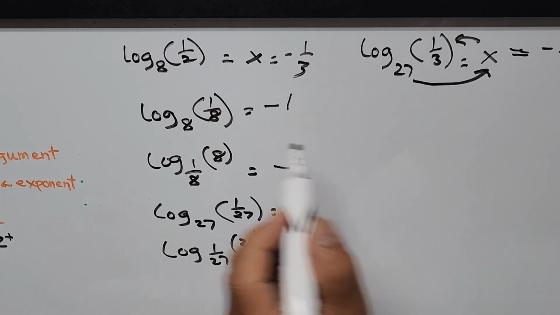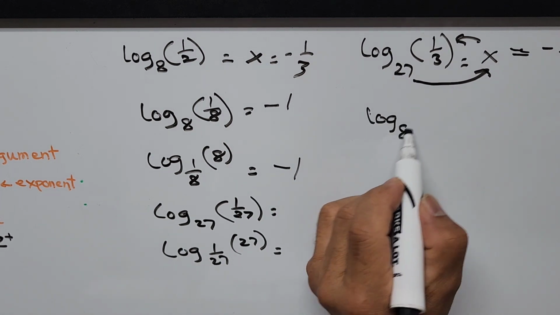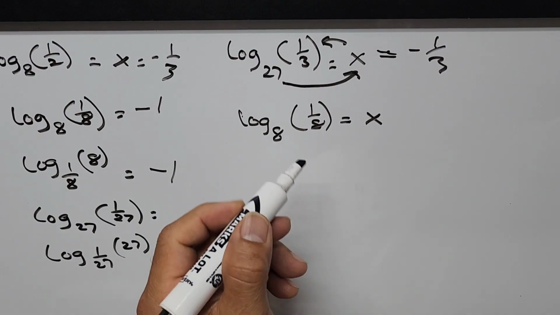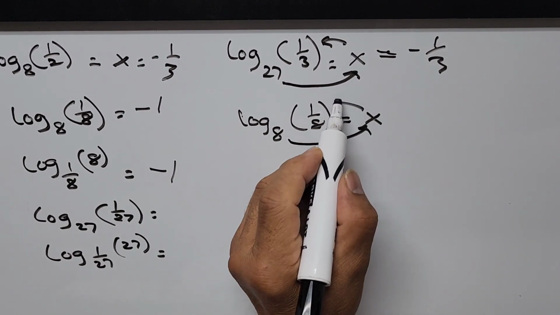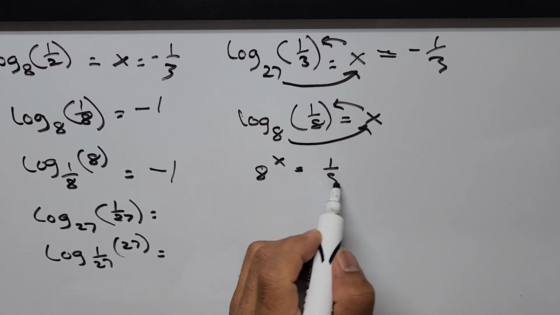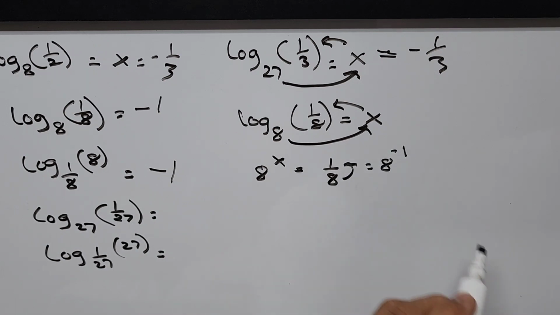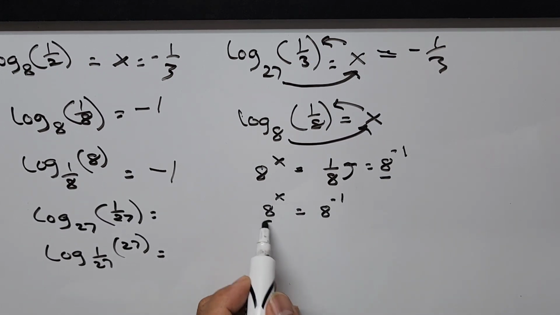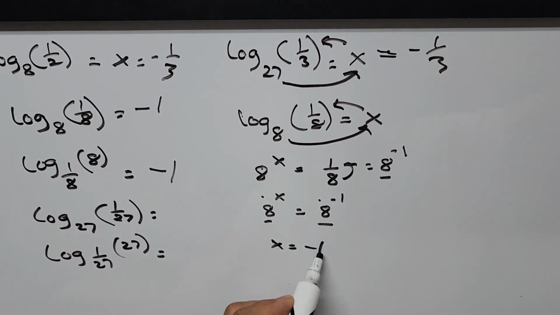So let's solve. Let's write it over here. So log base 8 of 1/8. Designate this as x. Here we use the definition of logarithm. That means 8 to the power of x is equal to 1/8. So here put 8 to the top. So this is equal to 8 to the negative 1, right? So we have 8 to the power x equals 8 to the negative 1. The same base, so we can equate the exponents. So x is equal to negative 1. So we have here negative 1.